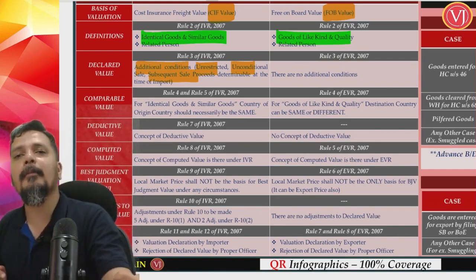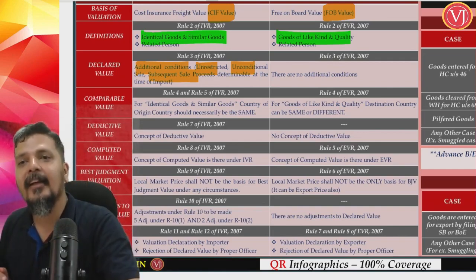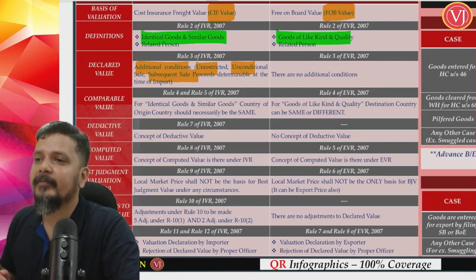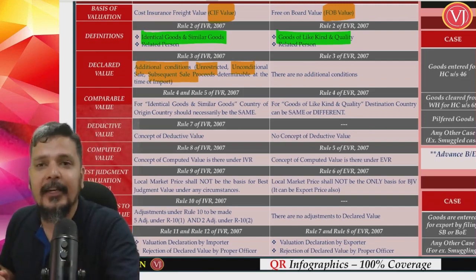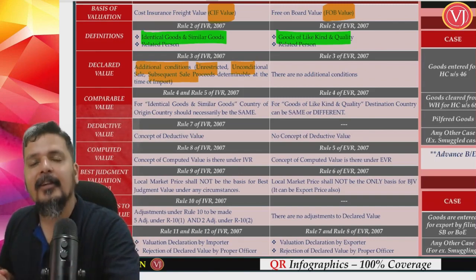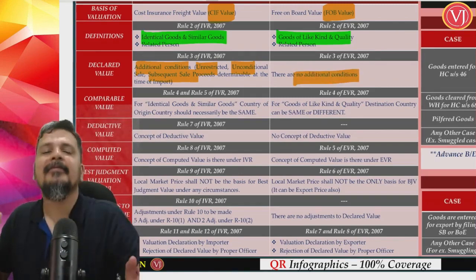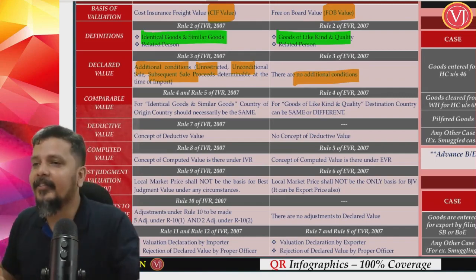The problem with import is undervaluation by assessee, and officer will try to add it. The problem with export is overvaluation by assessee, which you have seen in duty drawback, and officer will try to reduce it. Will there be any extra conditions here? Nothing. No extra conditions.